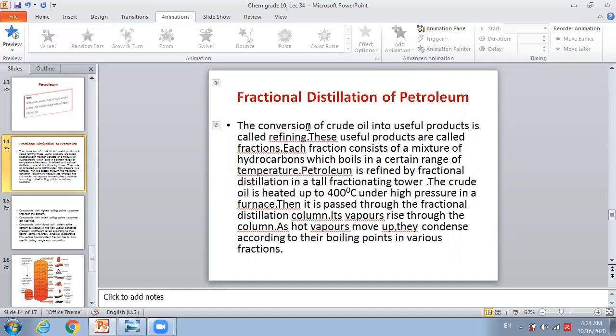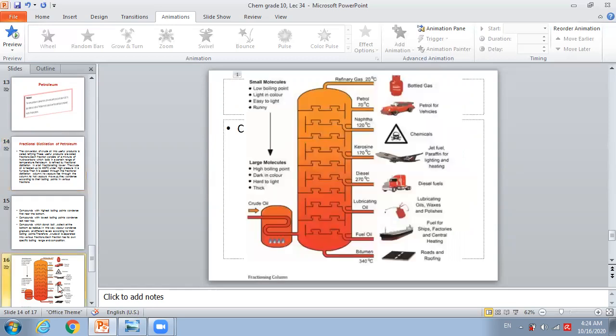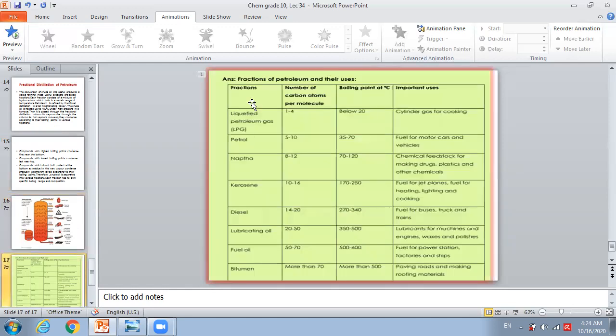I told you the one which has the lowest number of carbon atoms is liquefied petroleum gas. Their boiling point is very low, below 20 degrees centigrade. So they will collect first at the top of the fractionating tower. At the top of the fractionating tower, we will collect this liquefied petroleum gas. Then the second fraction is petrol or gasoline. It contains 5 to 10 carbon atoms, and the boiling point is 35 to 70.